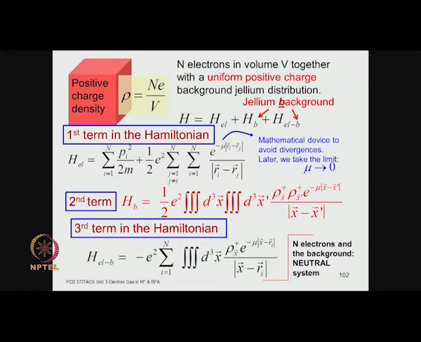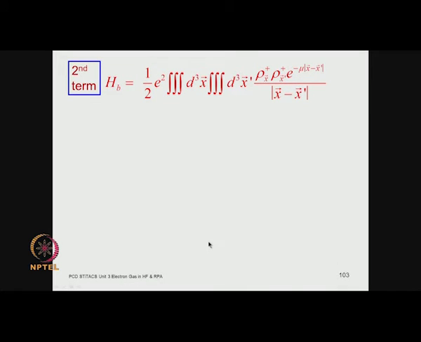What about the third term? Third term is the electron background interaction. So, you still have the charge density over here. Here again we have used the e to the minus mu distance term. Okay? In every case eventually we will take the limit mu going to 0. So, this is the third term, and let us have a look at the second term now. Now, we are going to analyze all of these terms one by one and then put it all together and then try to solve the Schrodinger equation perturbatively. Okay, that is what we are going to do.